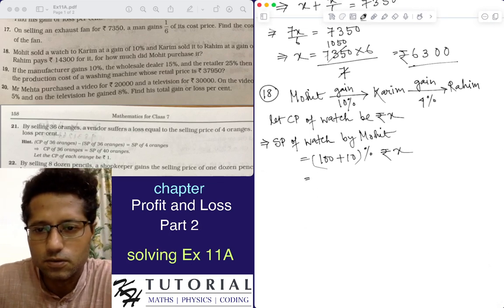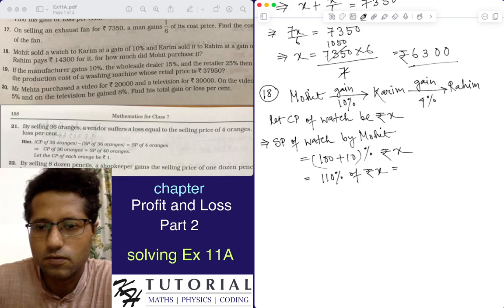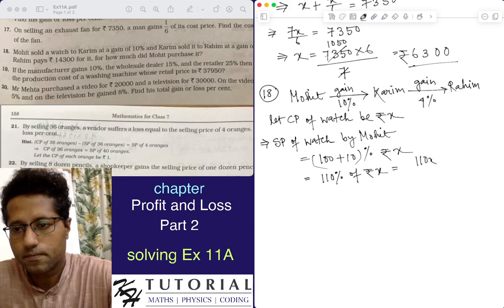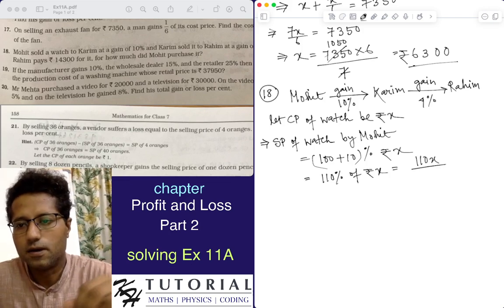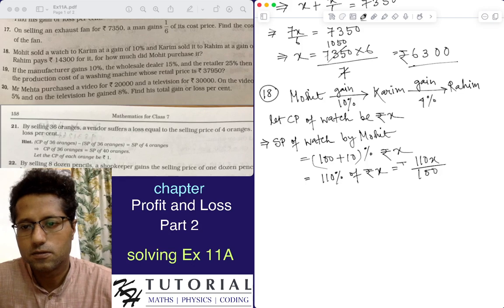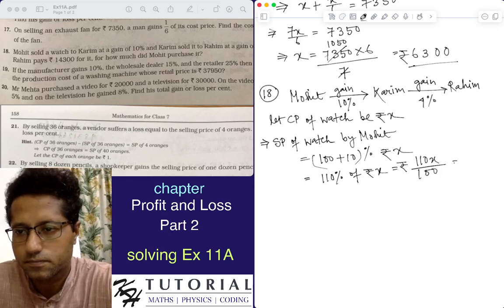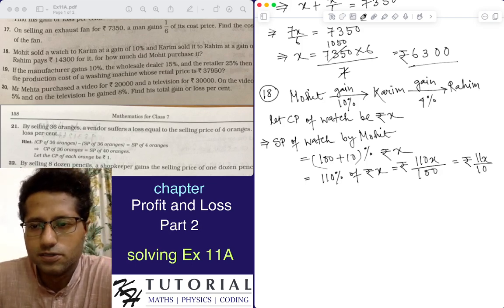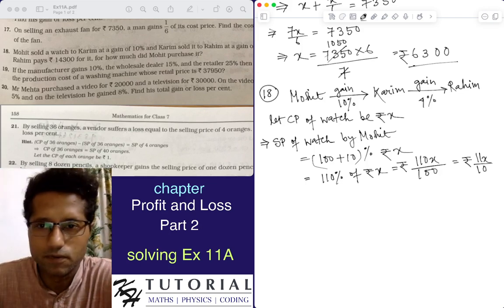So this is equal to 110% of rupees X. This equals 110x by 100 rupees. So this equals rupees 11x by 10. So this is the price, rupees 11x by 10, at which Karim also purchased it.